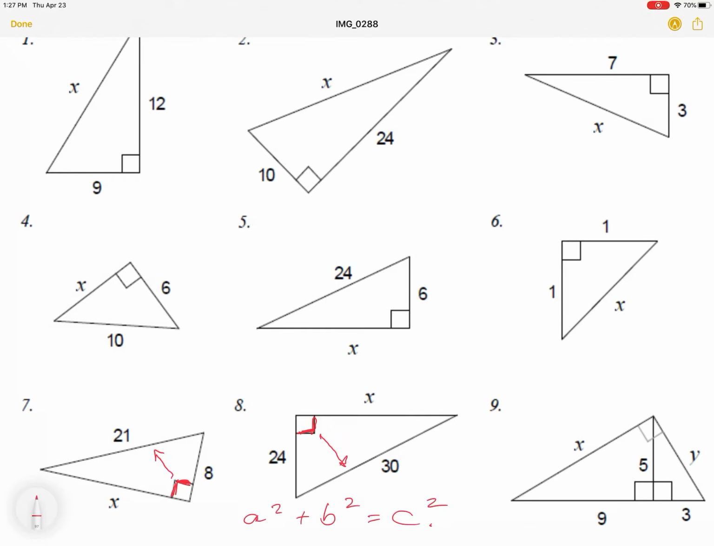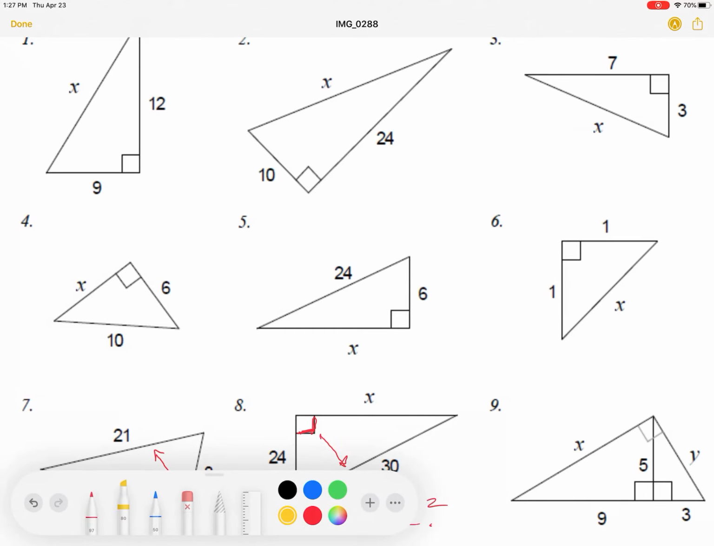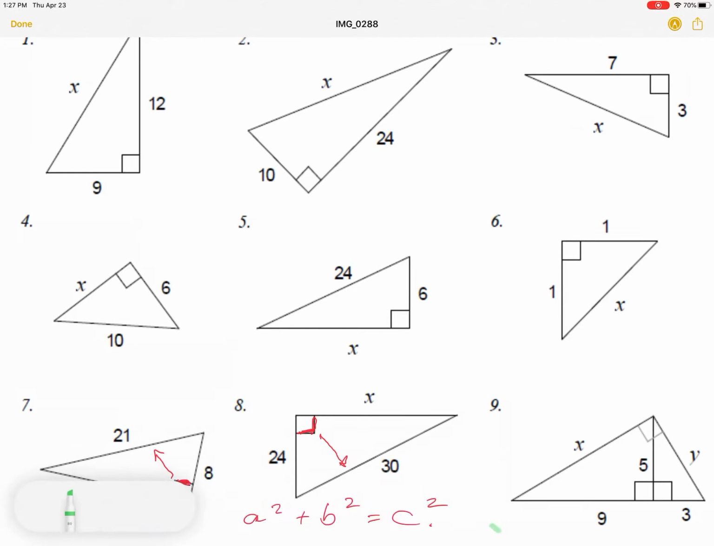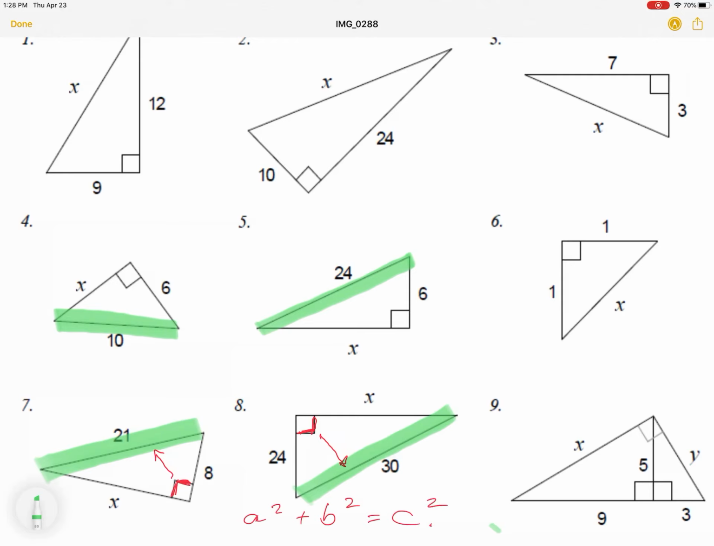And you can go through that with each of the numbers 1 through 9. In fact, I'm going to go through and just highlight the hypotenuse so that I know which side belongs to letter C. I'm not going in order here, as you can tell. We've got 24 is the side directly across from the right angle. And in number 4, it's 10 that is across from the right angle.